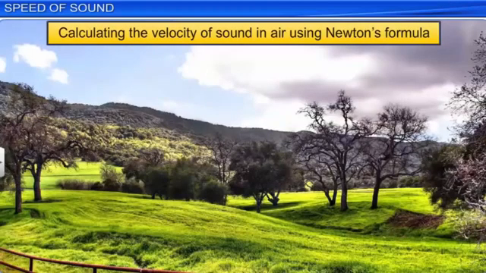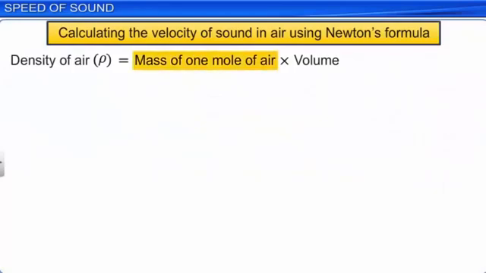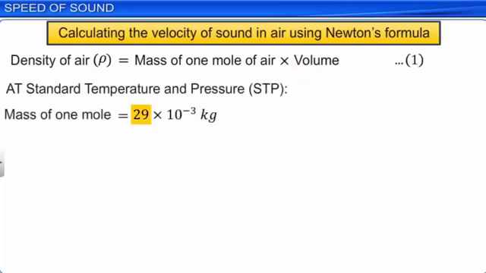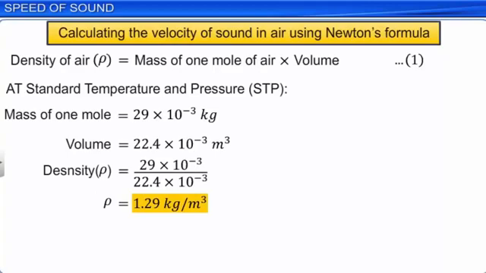Let us now calculate the velocity of sound in air using Newton's formula. The density of air is the product of the mass of 1 mole of air and its volume. Let this be equation 1. Mass of 1 mole is 29 into 10 raised to the power minus 3 kilograms, and its volume is 22.4 into 10 raised to the power minus 3 meter cube at standard temperature and pressure. By substituting the values in equation 1, we get rho is equal to 1.29 kilograms per meter cube. We know that atmospheric pressure P is equal to 1.01 into 10 raised to the power 5 Newton per meter square.